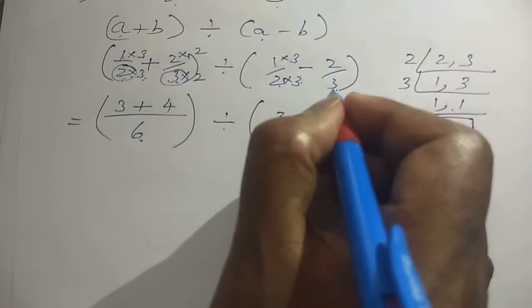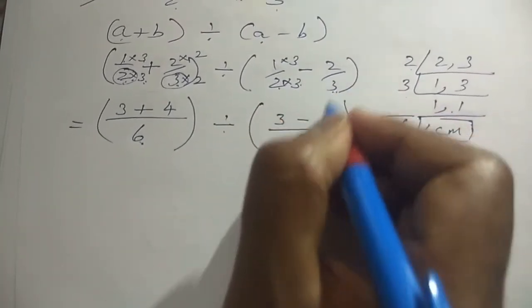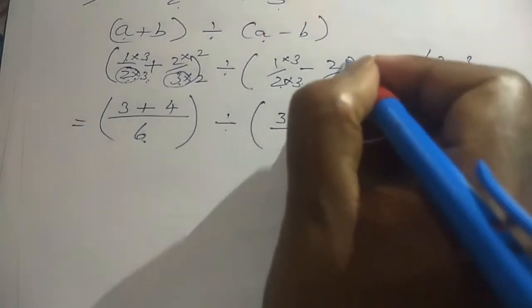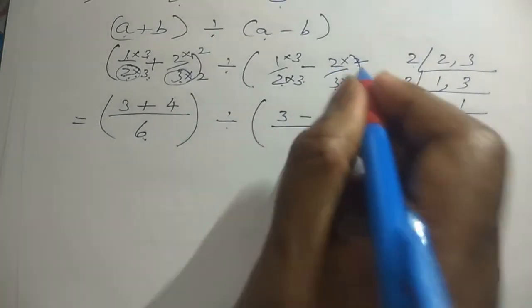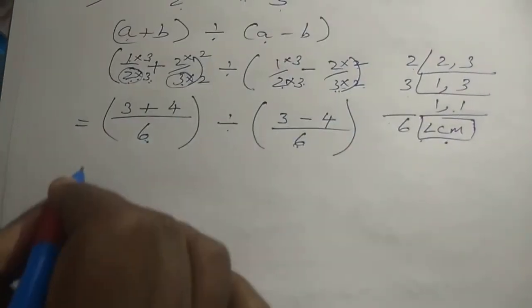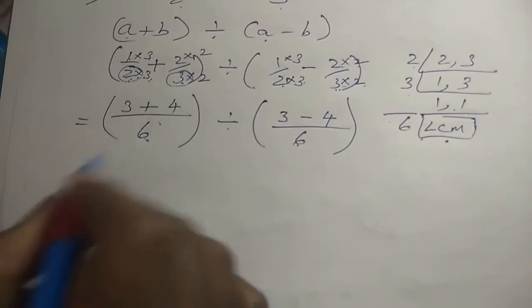Here we have 3 in the denominator. We have to multiply with 2. So 3 twos are 6. You have to multiply the numerator also with 2. So 2 twos are 4. Okay, so that is the first bracket.